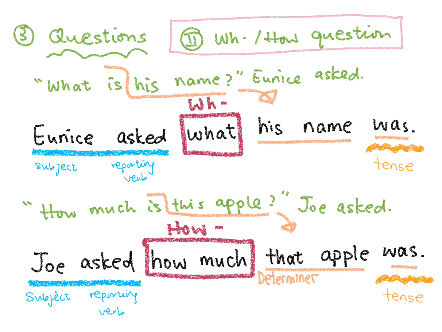Let me repeat this sentence one more time. "How much is this apple?" Joe asked. This is direct speech. And then it will become, Joe asked how much that apple was. So this is how we change a WH question into a reported speech.